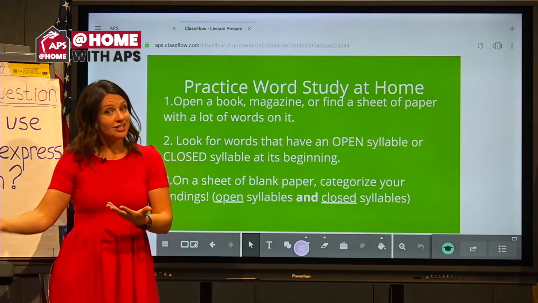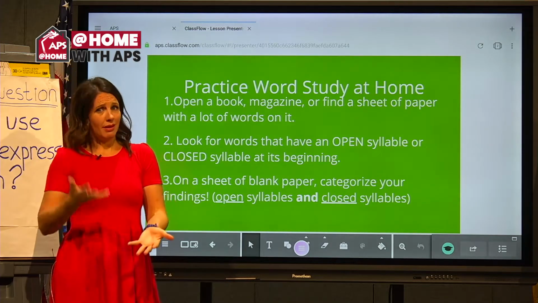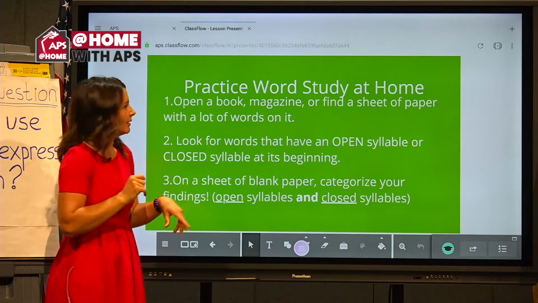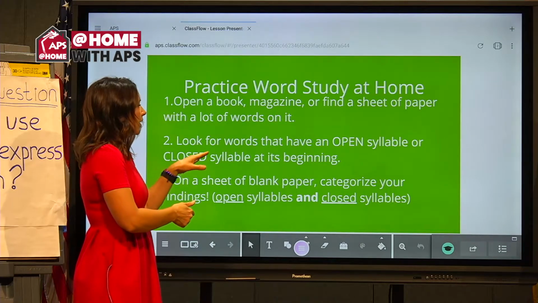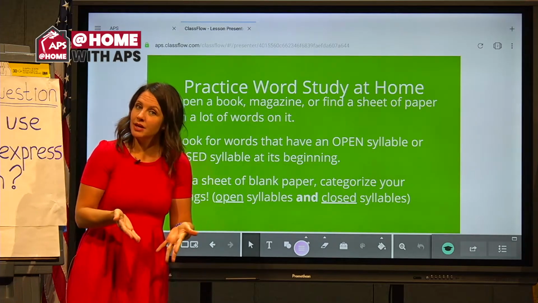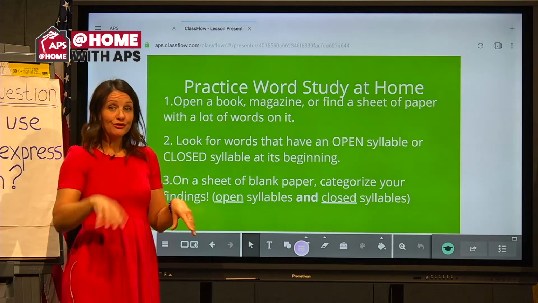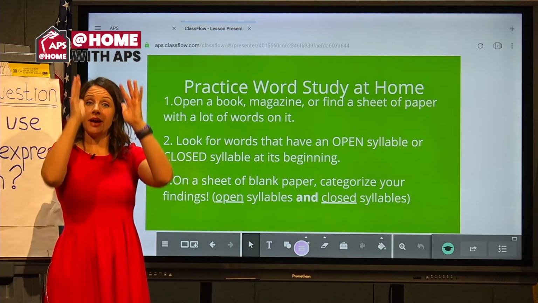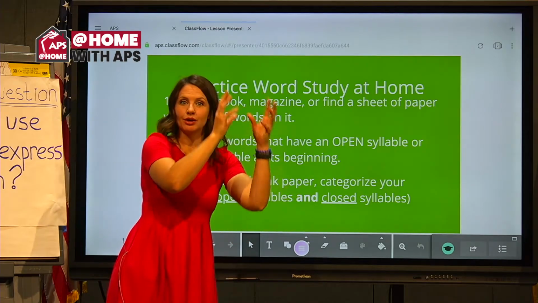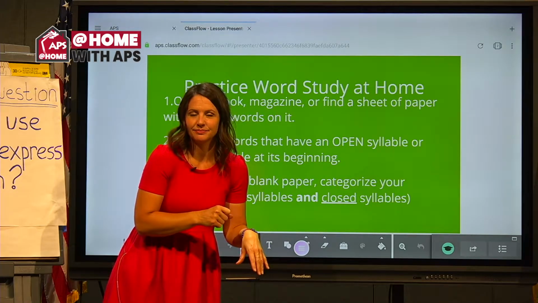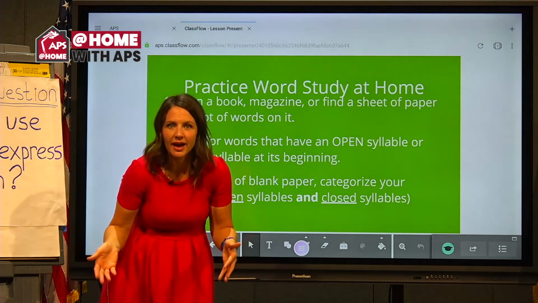So, to practice word study at home, open a book, a magazine, or a sheet of paper with a lot of words on it. Then, look for words that have an open syllable or a closed syllable at its beginning. On a sheet of blank paper, categorize your findings. One column will say open syllables at the beginning, and the other column will say closed syllables at the beginning. Happy word studying, happy finding, happy categorizing.